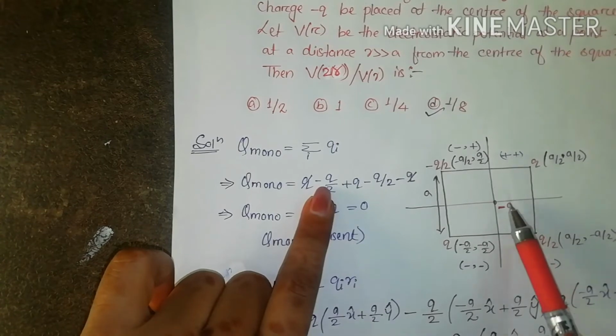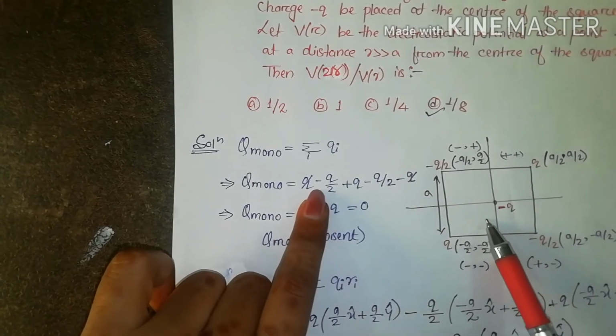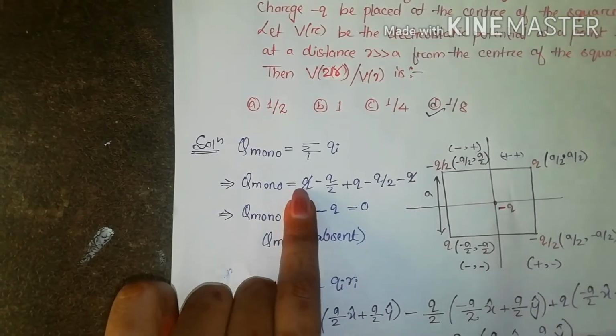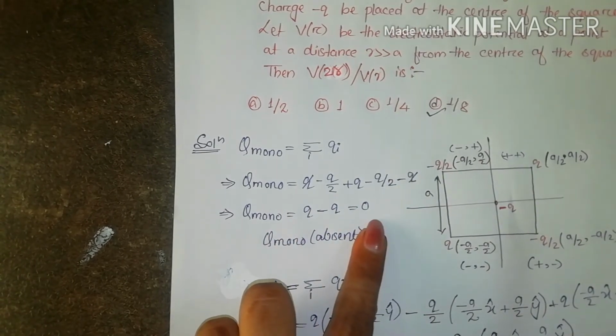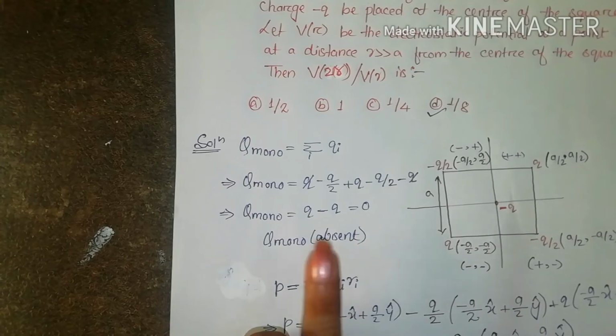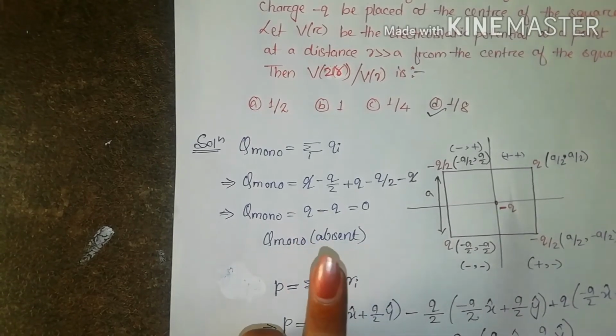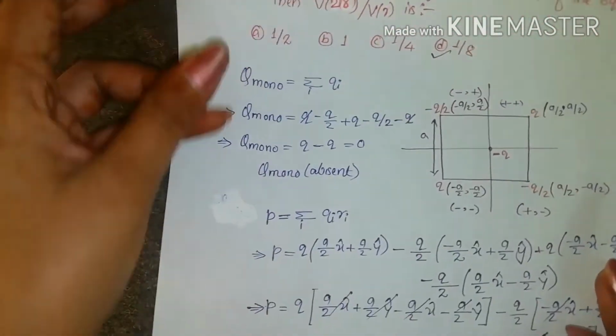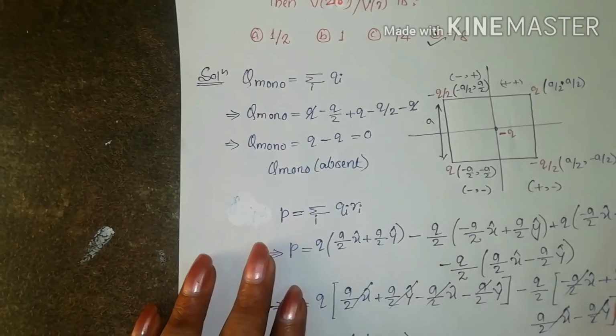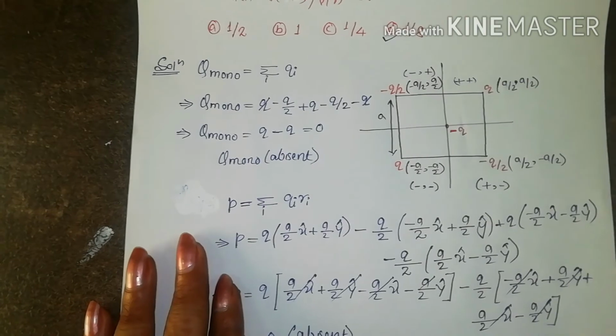Okay, and one more charge is there, this is minus q. We have to remember this also. Now adding all these charges we will get that Q mono is equal to 0. That means it is absent. Now when this Q mono is absent, then we will check the dipole moment. Okay, monopole moment is 0, so we will go for the dipole moment.